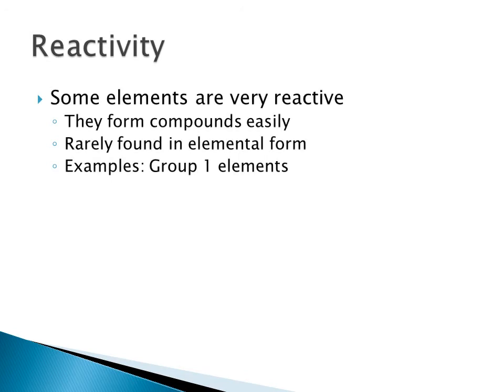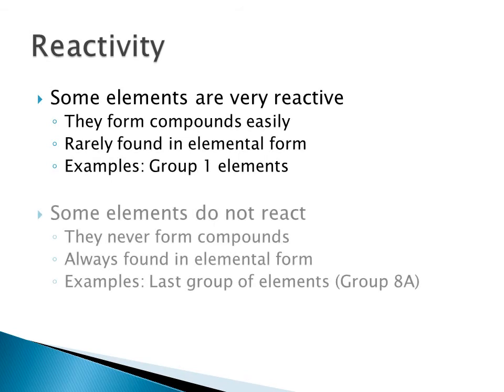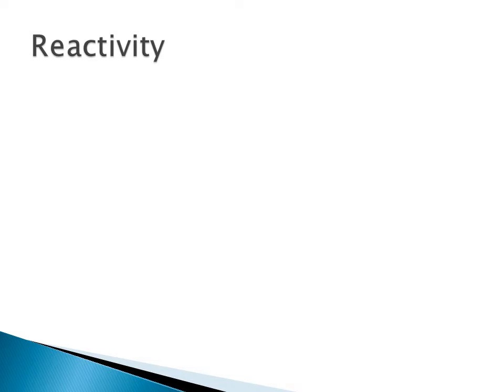Some elements are very reactive and some elements do not react. Reactive elements will form compounds easily, and we rarely find them in elemental form because they've reacted with things around them. Things like the group 1 elements or alkali metals, extremely reactive. There are some elements that do not react. They will never form compounds, and we always find them in elemental form. Things like the very last group of elements, the noble gases.